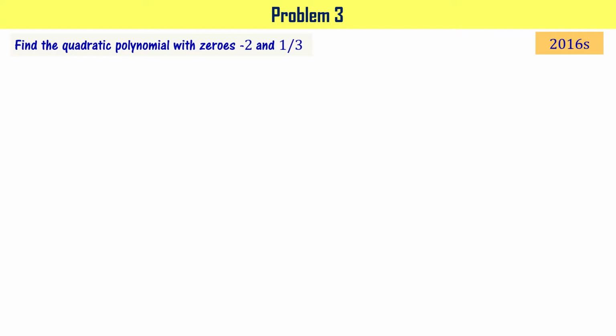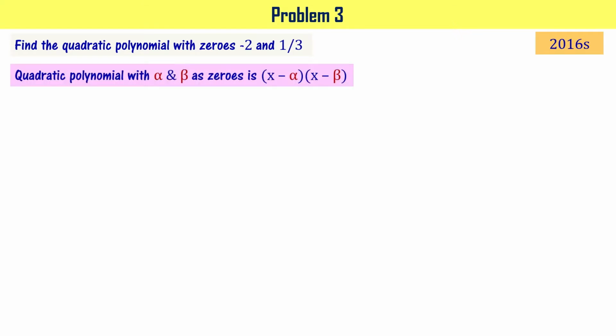The next problem is find the quadratic polynomial with zeros minus 2 and 1 by 3. It is from year 2016 supplementary exam. We know that quadratic polynomial with alpha and beta as zeros can be written as x minus alpha times x minus beta, right? Just note here, we have zeros as alpha and beta. We are writing the quadratic polynomial as x minus alpha times x minus beta, right?